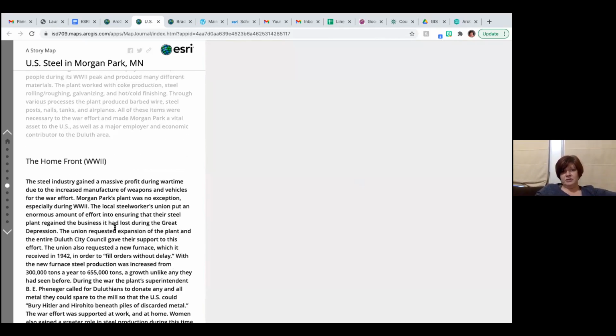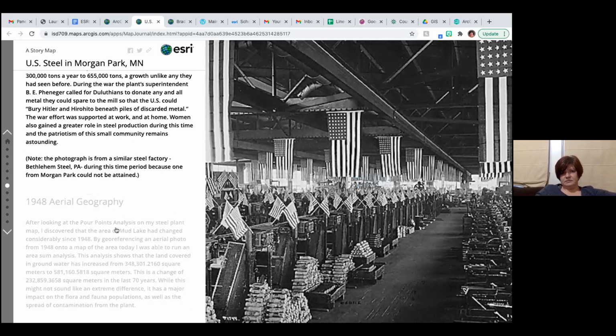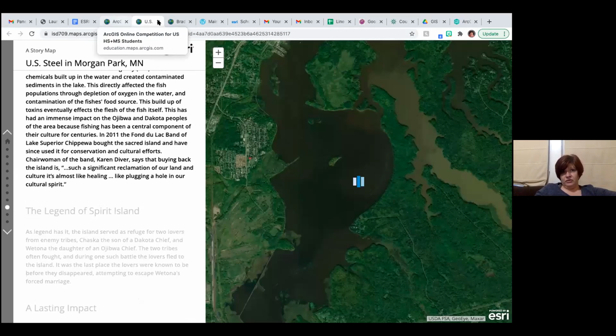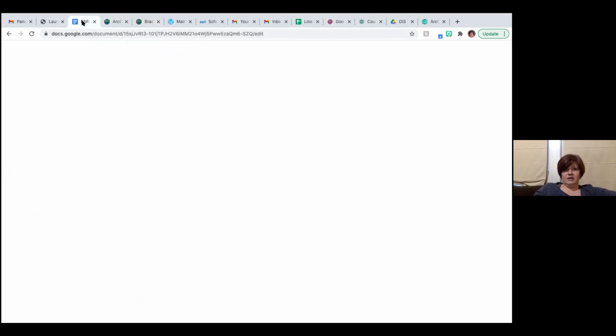More historic imagery. So that just gives you an idea of some of the things that you can do with ArcGIS, and now the ArcGIS competition.